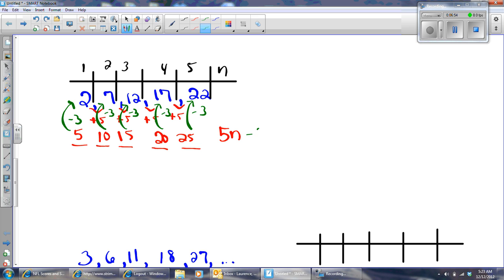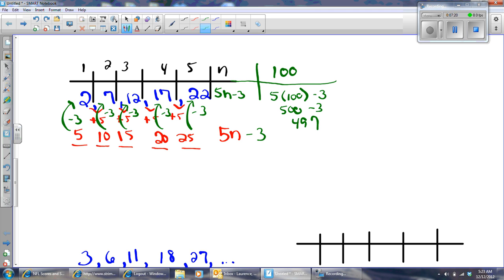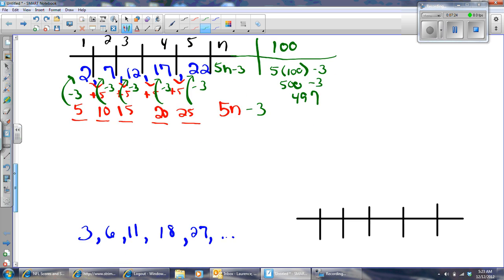So, if I subtract 3 every time, what do I do to 5n? Well, I subtract 3. So my 5n minus 3. That's my nth term. Now, I would be able to ask you what the 100th term is. Let's add that to our table, and we'll put in 100. Now, all I do is 5 times 100 minus 3, and that'll be 500 minus 3, which will be 497. You can find any term in the sequence without listing out a whole bunch using this method.